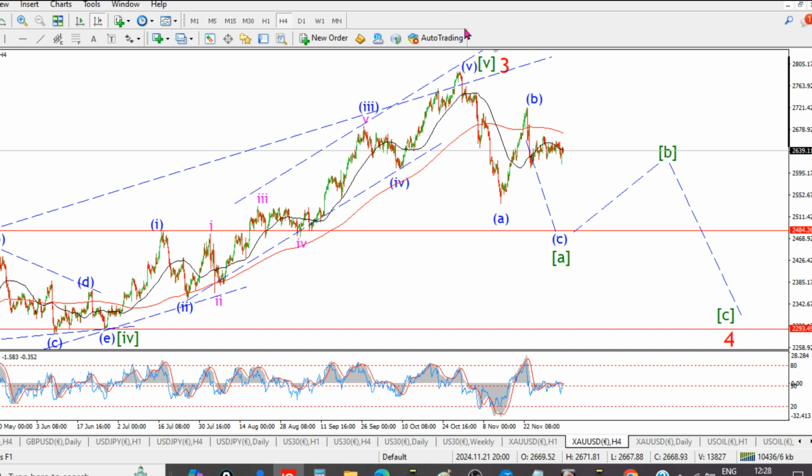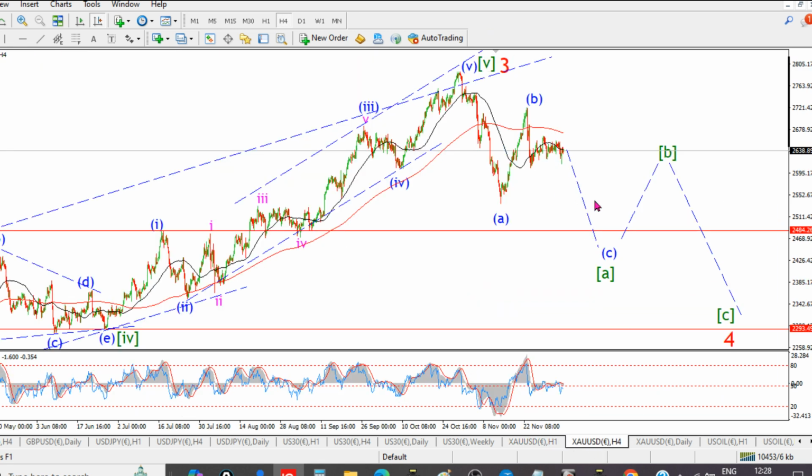Now, you can see this wave A and B pattern here has held so far. Looking for a wave C decline, which has been anything but actually this week, to be honest. It's been a pretty sideways week.